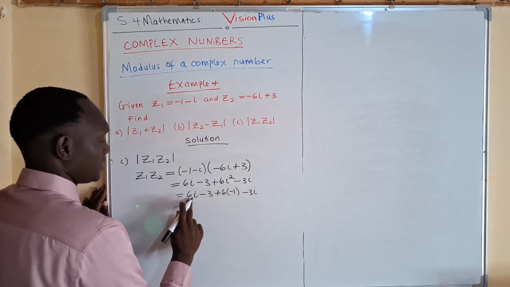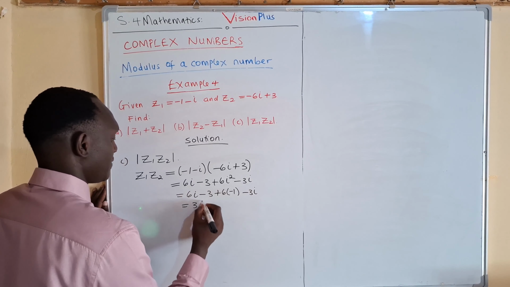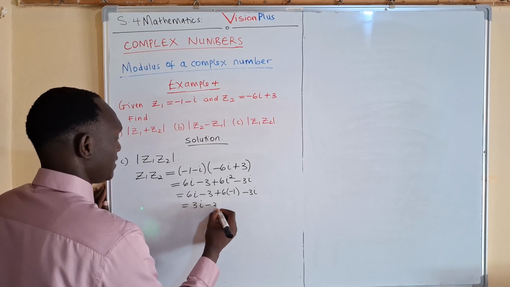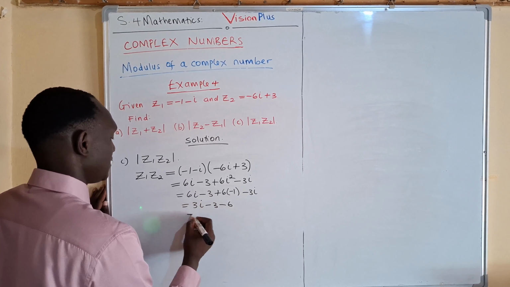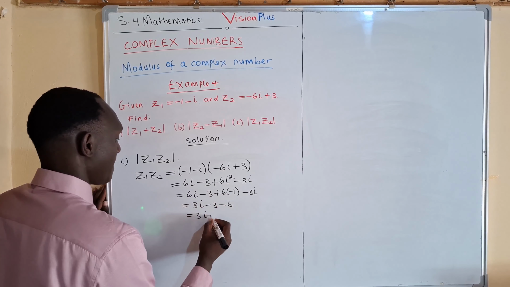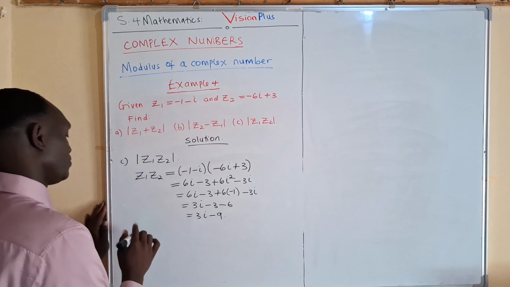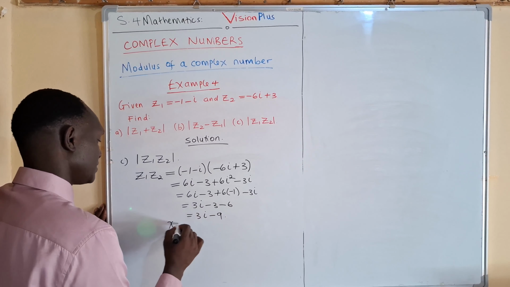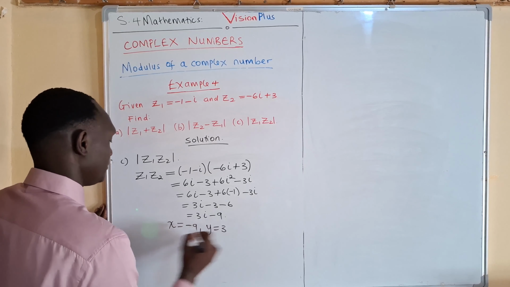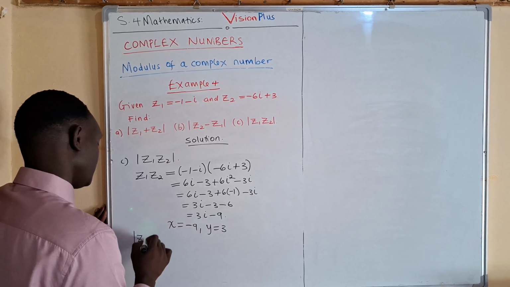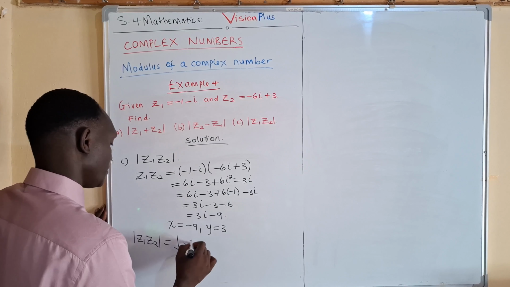So 6I and 3I are like terms. 6I minus 3I gives us 3I. Then here we have minus 3. Positive 6 times negative 1 is negative 6. This now gives us 3I minus 9. That is the product of Z1 and Z2. Now conclude here. What is X? X is negative 9. What is Y? Y is 3. Therefore, the magnitude of Z1 Z2 is the square root of X squared plus Y squared.